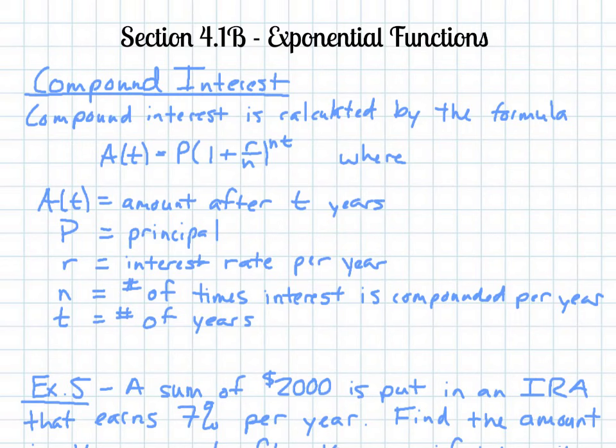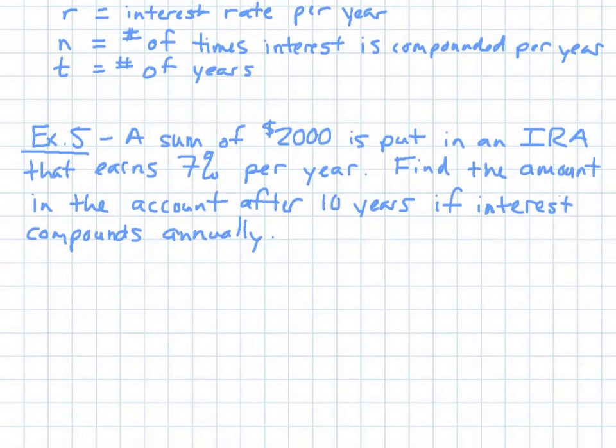Okay, so for example 5, a sum of $2,000 is put into an IRA that earns 7% per year. Find the amount in the account after 10 years if interest compounds annually. So A is going to equal, let's use a different color here. So our t is going to be 10.